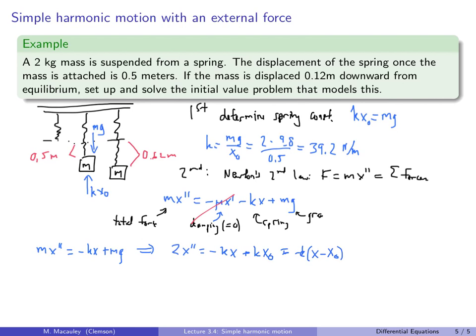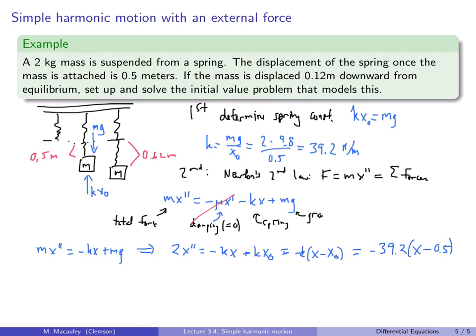Recall x naught is our initial displacement, which is 0.5. So this is equal to negative 39.2 times x minus x naught, which is x minus 0.5.